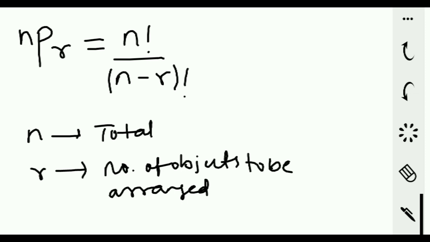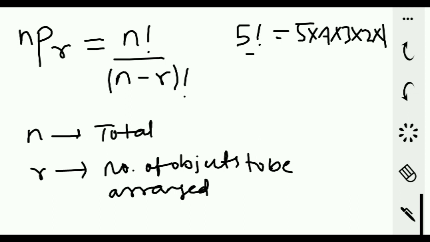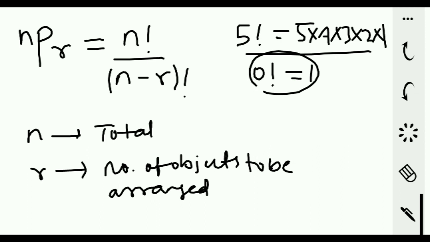And if we have a factorial, for example 5 factorial, then you can write it as 5 into 4 into 3 into 2 into 1. And 0 factorial is always equal to 1, and 1 factorial is also equal to 1.